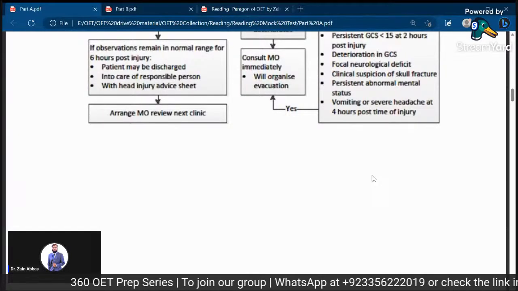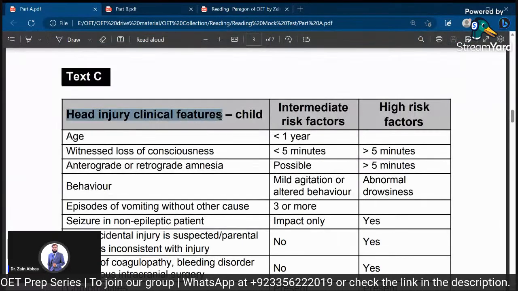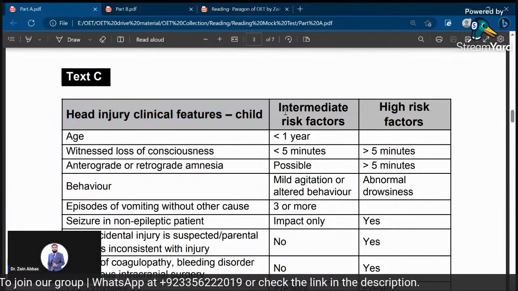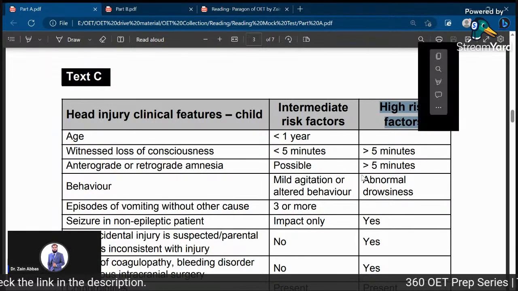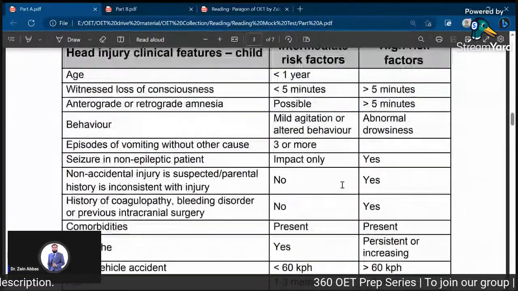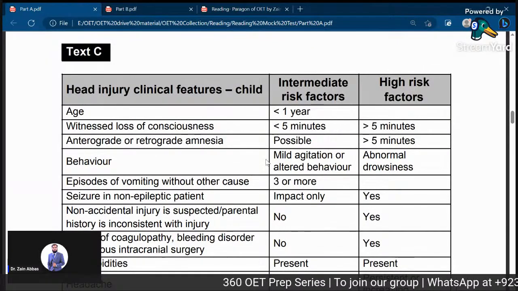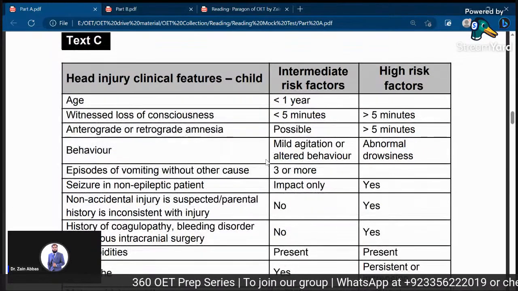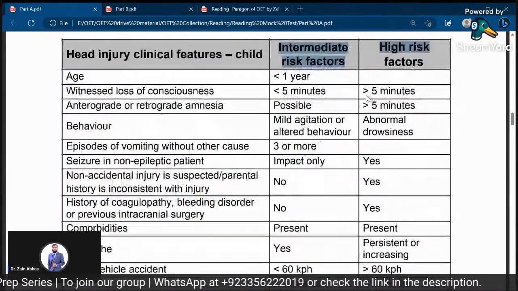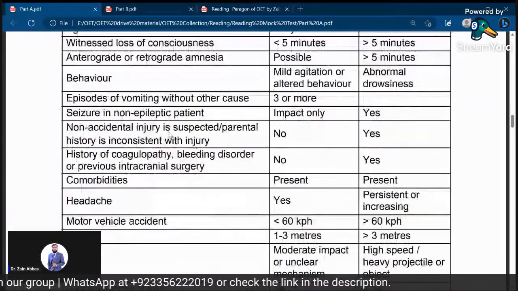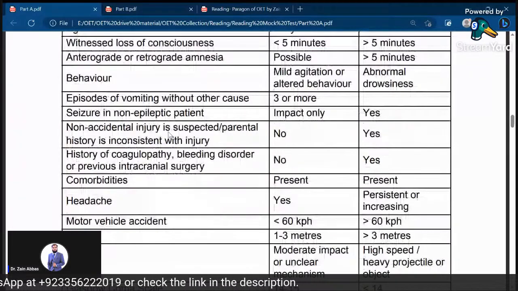Then the next text is about head injury clinical features in a child, and there are two indicators here: immediate risk factors, and the next one is the high risk factors. So this table is all about the different health indicators that make up the risk factors, and there are two divisions of the risk factors here. And there are different points mentioned here.